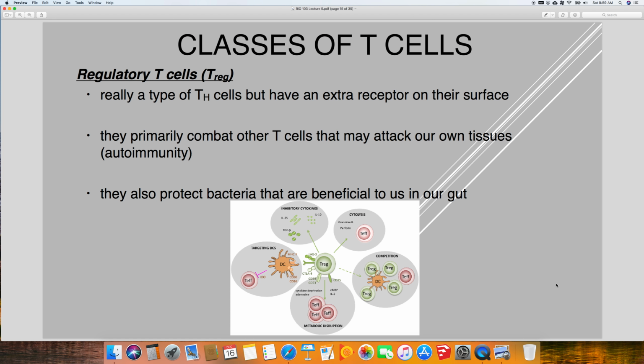Alright, then we talked about the Tregs, the regulatory T cells, which is really a special type of helper T cell. But their primary job is to fight other T cells that are reactive against their own tissues. They might be getting a little squirrely, and these regulatory T cells will step in and say, stop, you've got to leave our own tissues alone. They have other jobs too, but that's the big picture topic for Tregs.